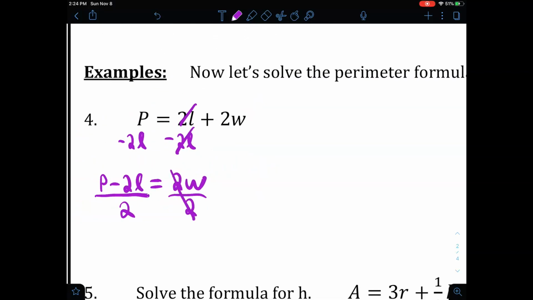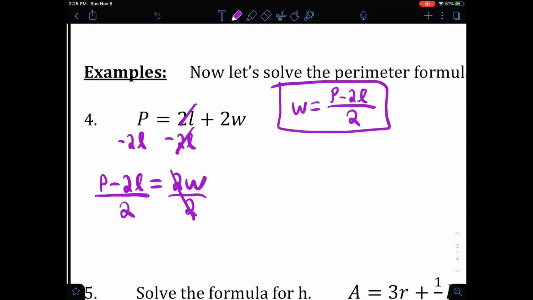So our solution is going to be, now W is by itself, these cancel. We get W equals P minus 2L over 2. But another trick we need to know with fractions: if we have two terms on top with addition or subtraction and a common denominator, we can split this up. So this would be an okay answer to stop at, but I like to simplify as far as possible. So I'm going to rewrite this as P over 2 minus 2L over 2.